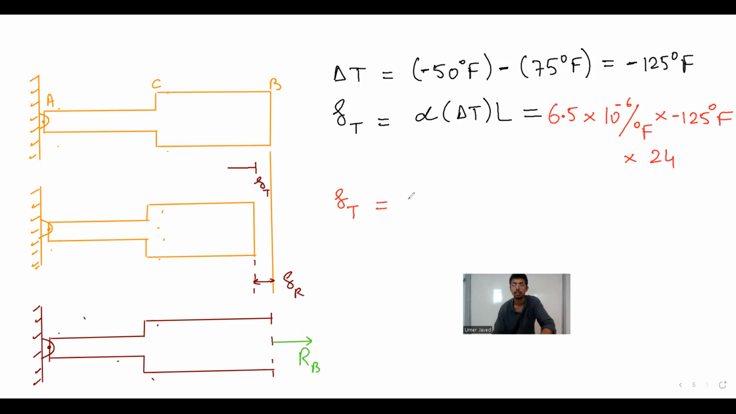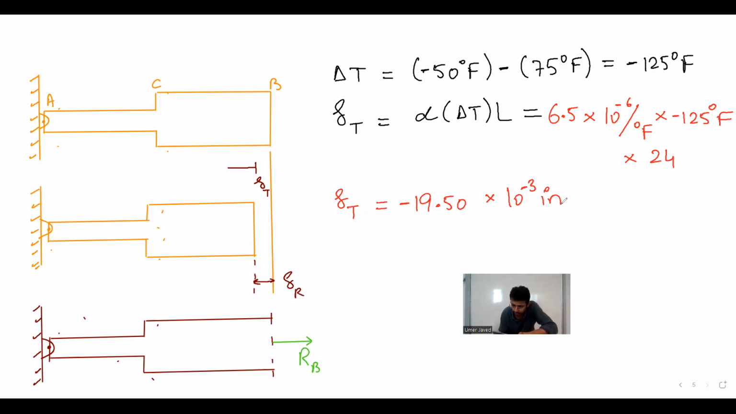No, there is a mistake. Good. Minus 19.50 times 10 to the power minus 3 inches. Does it even make sense? Why is it coming out to be negative? Because the temperature has dropped, so the change in length will be negative. It will shrink.